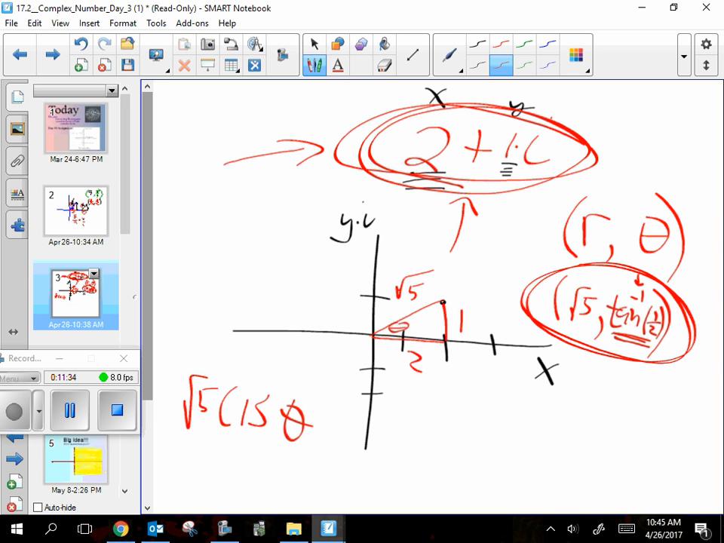Then it's got this cis theta thing going on. Well, if I just had the theta, I could write this, and it'd be pretty easy if I only knew what theta was. But I do know what theta is. It isn't nice like pi over 6, but what is theta? Inverse tan of a half.